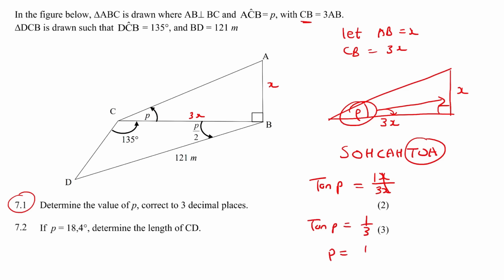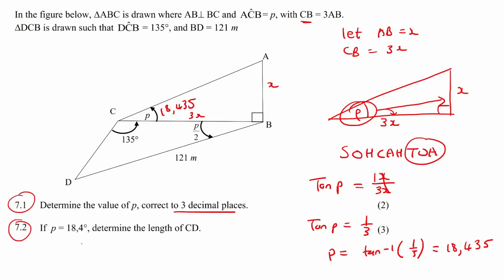So then to get P by itself, you're just going to say tan minus 1 of a third. So you're going to say shift tan of a third. And then they want 3 decimal places. That's going to be 18,4, 3, and then it'll round up to 5. So 18,435.